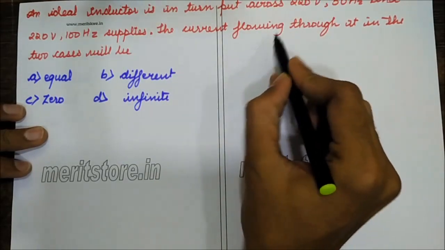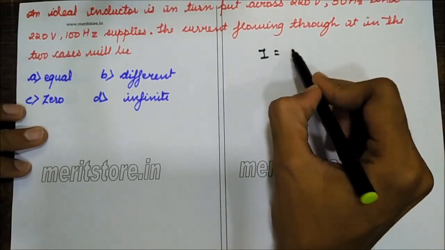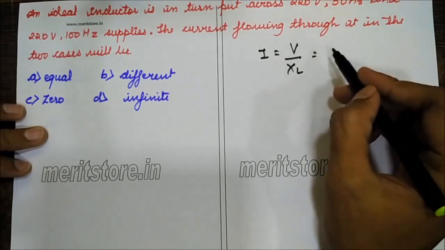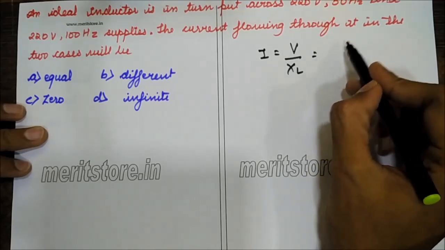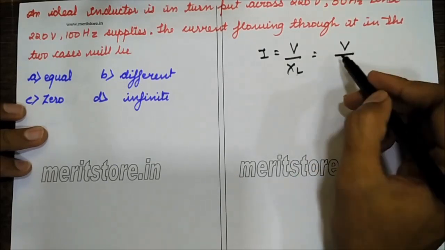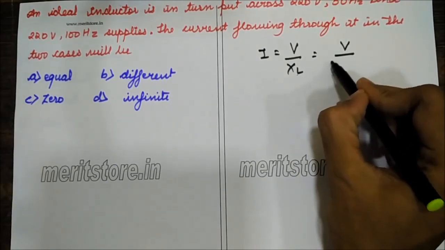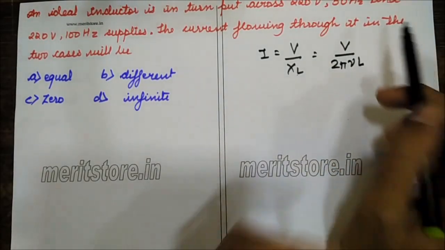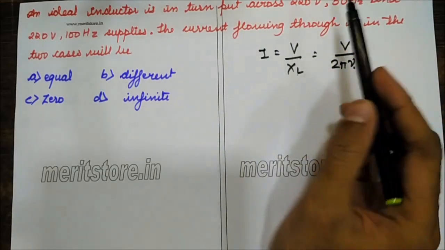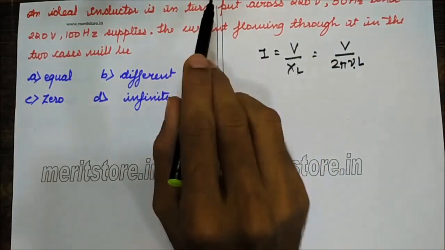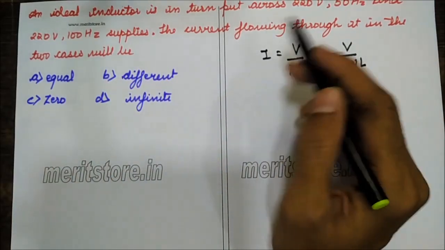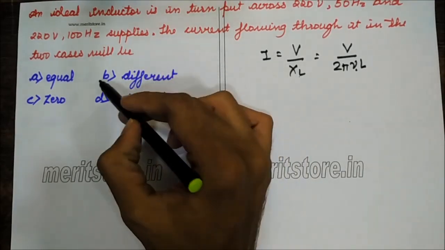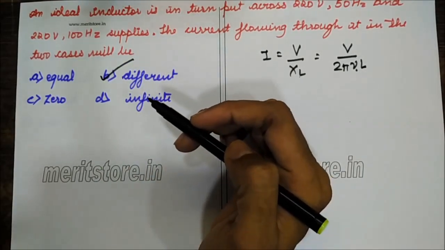For an inductor, the current flowing, that is I, can be given as V upon XL, that is the inductive reactance, and the inductive reactance has a value of 2 pi mu L, where mu is the frequency and L is the inductance. So mu, the frequency, is changing in both the cases, once it is 50 Hz and the other time it is 100 Hz, so the current will also be different. So the options we have are equal current, 0, infinite, or different. So the correct option is different.